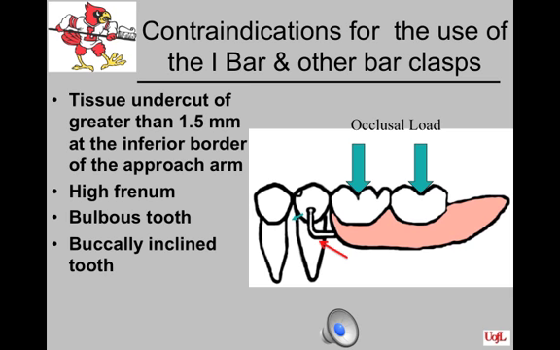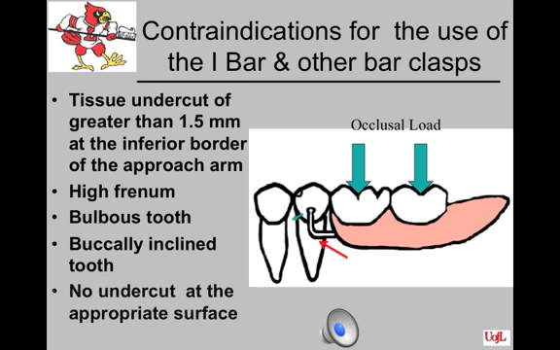The last contraindication would be if we don't have an undercut at the appropriate surface of the bar we're intending to use, then we cannot use that bar.